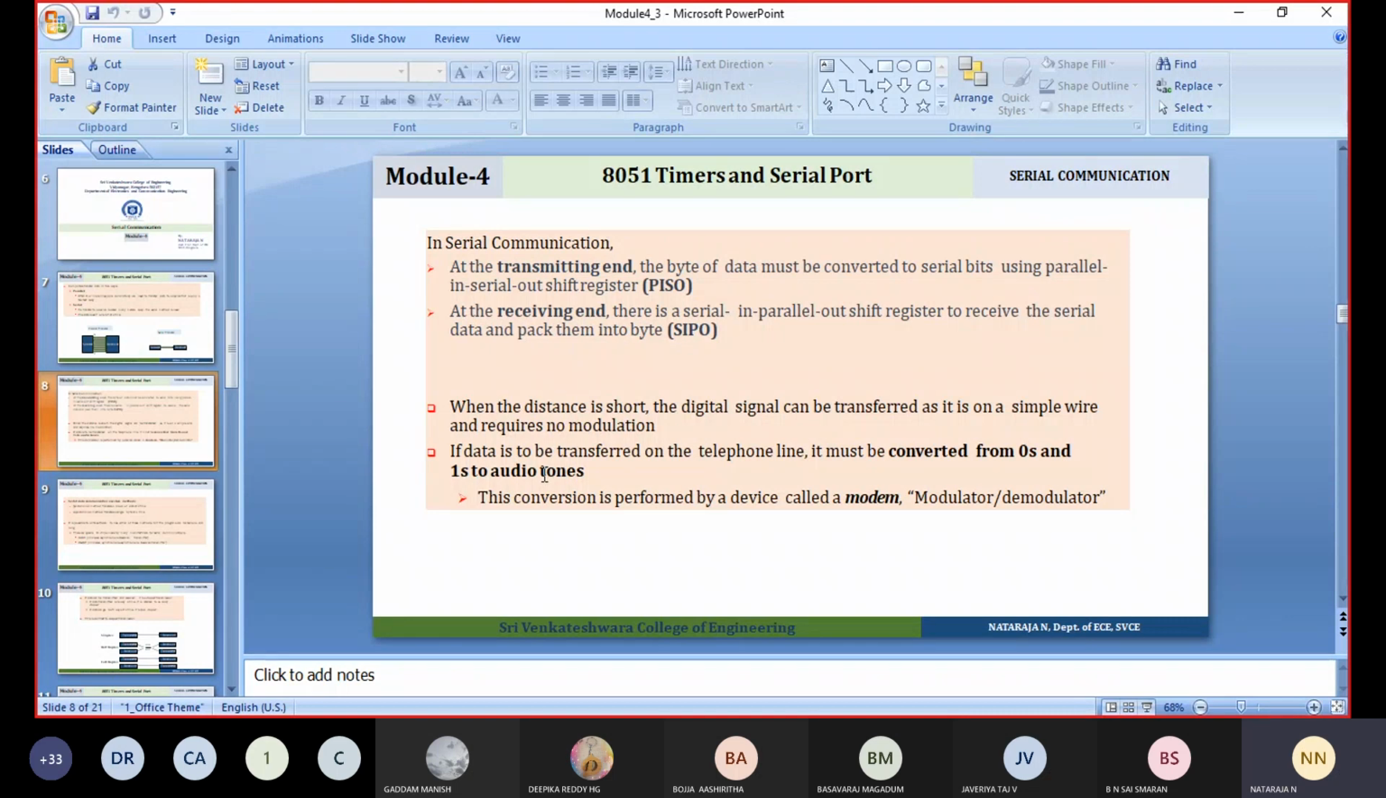We can convert the analog signal to ones and zeros from the audio tone. We are going to transmit that with respect to the system with serial communication. This conversion is performed by a device called a modem, a modulator or demodulator. We use the modem to transmit the data. Modem means modulator or demodulator. Okay, make a note of these important points.